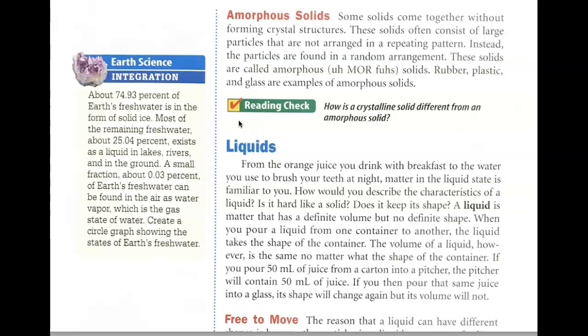Amorphous solids. Some solids come together without forming crystal structures. These solids often consist of large particles that are not arranged in a repeating pattern. Instead, these particles are found in a random arrangement. These solids are called amorphous solids. Rubber and plastic and glass are examples of amorphous solids.